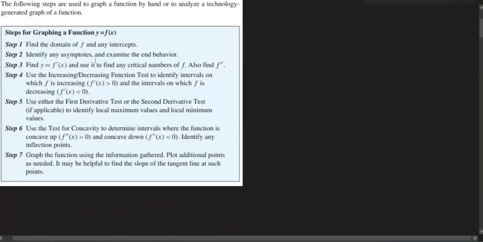And remember the 7 steps here. If you just follow these steps, you should be good. Now, there's many other functions you could graph using this procedure. You could do rational functions, you could do trigonometric functions, you could do logarithmic functions, you could do functions with rational exponents, all sorts of things. We're just going through polynomials here to get a taste of things.